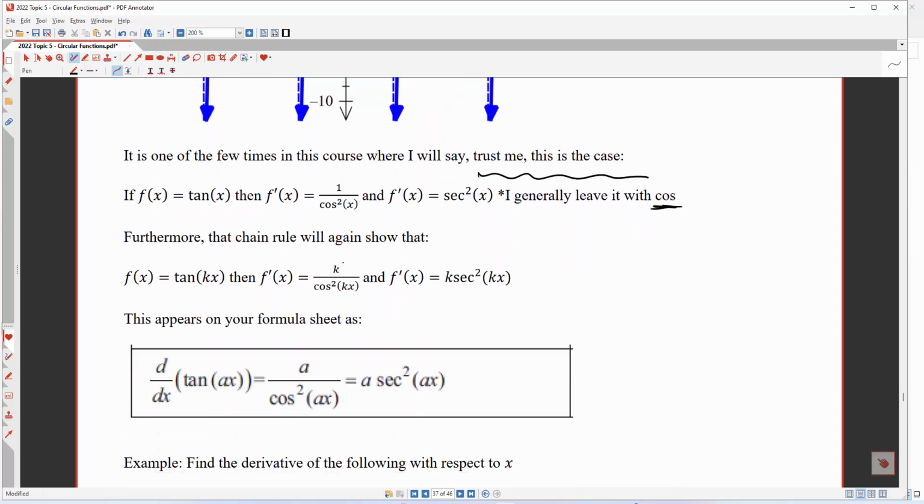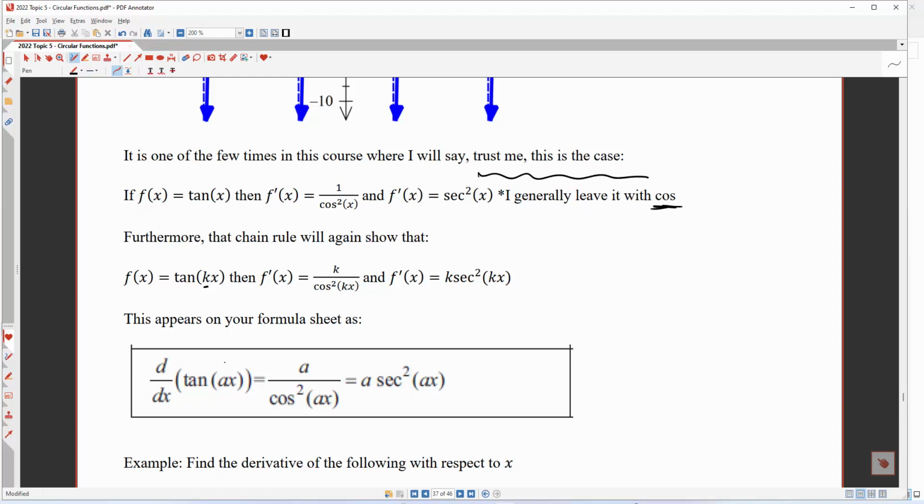The chain rule will again show that this is the case. So if f of x is tan of kx, that is, it's got some sort of dilation factor, then f dash x will be k over cosine of kx all squared. So we just assume this is the case.